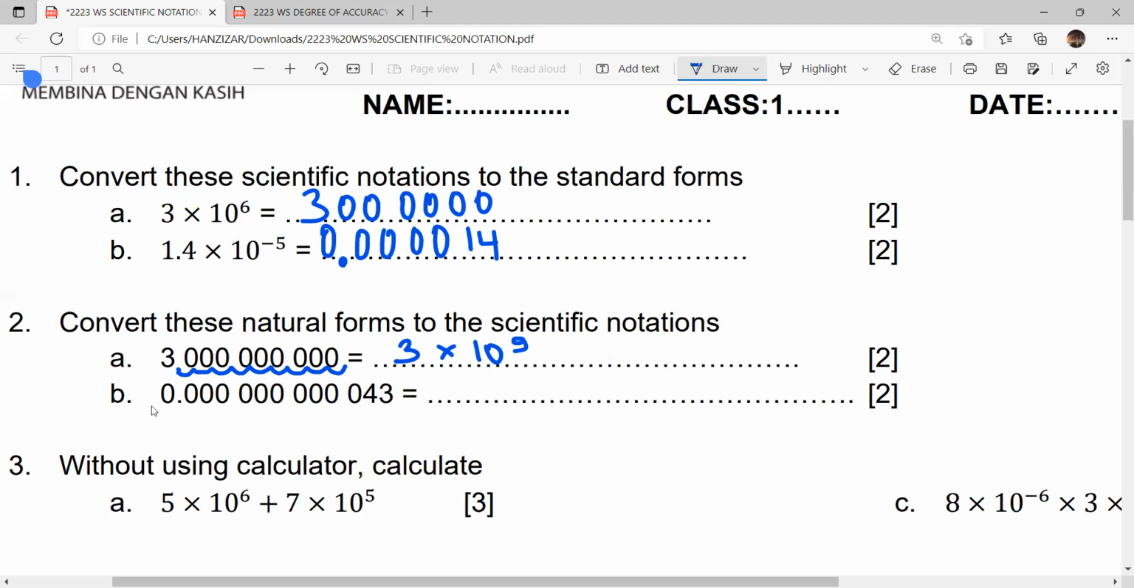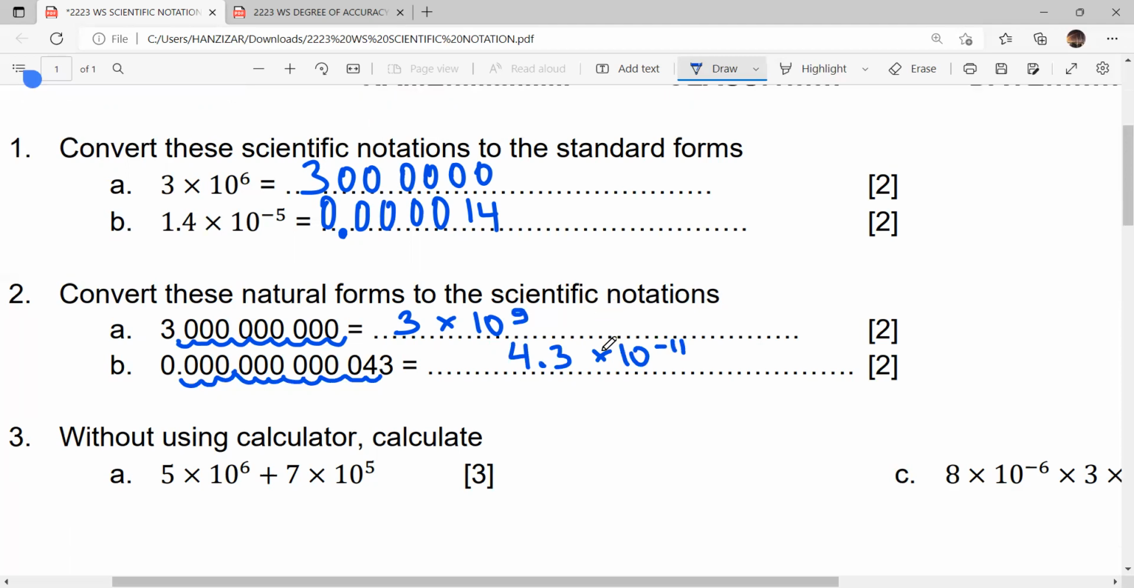Okay? Next, 4.3. Why 4.3? Remember, you have to put one digit in the one's place value. 4.3, not 43, not 0.43. Make sure that 4.3 times 10 to the power of, look at this. Start from here, going left. 1, 2, 3, 4, 5, 6, 7, 8, 9, 10, 11. Go left. So make sure that you put the negative 11 here.